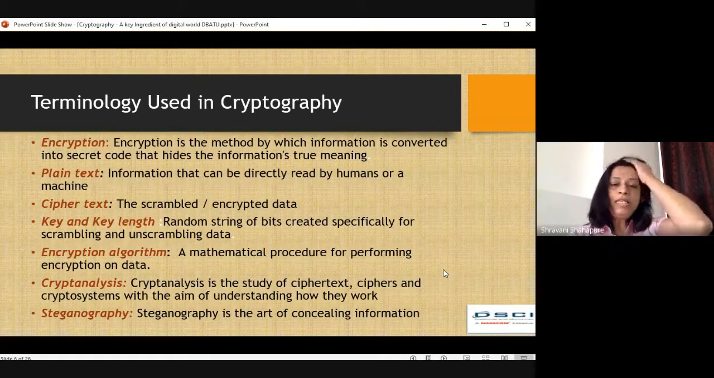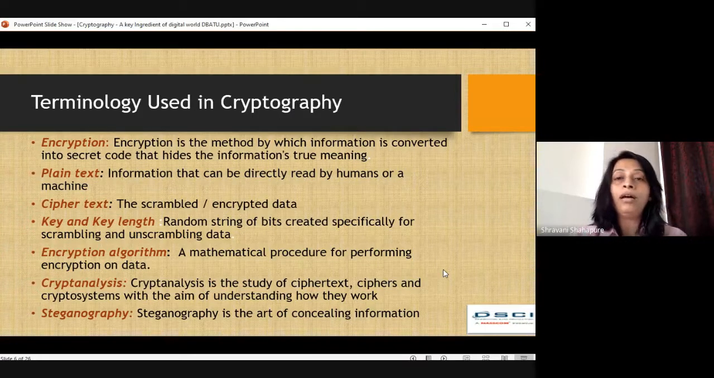So we will see a few terms so that when I'm talking about cryptography and other things, it will be very easy. I know you must have studied or read it somewhere, but just to refresh your knowledge, I thought we would have a quick look at the terminology used in cryptography. So one is encryption. Of course, it's a method which converts the information into a secret code, so the true meaning of the information is hidden.